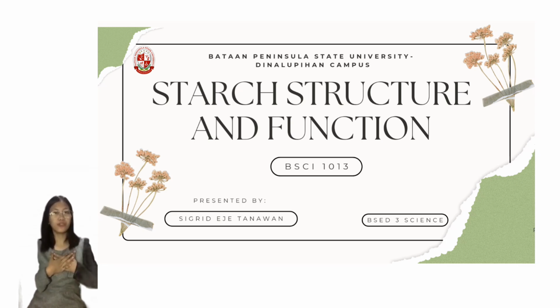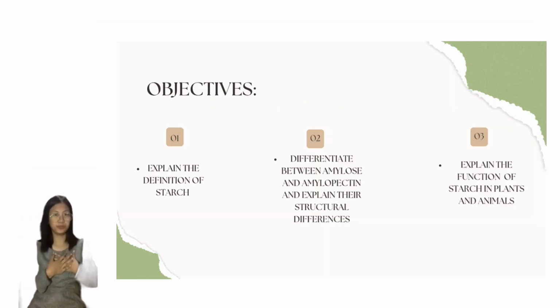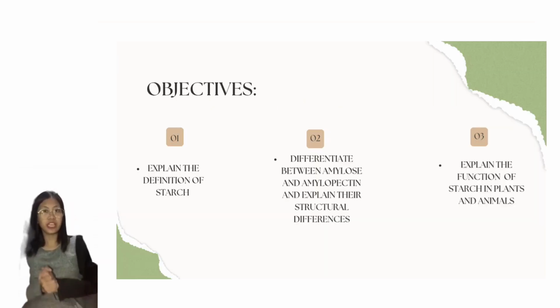Our topic for today is about starch function and structure. Here are the objectives. First, explain the definition of starch. Second, differentiate between amylose and amylopectin and explain their structural differences. Third, explain the function of starch in plants and animals.